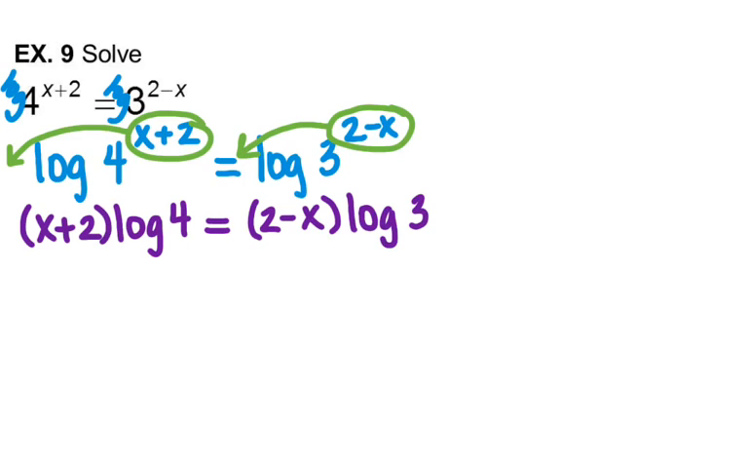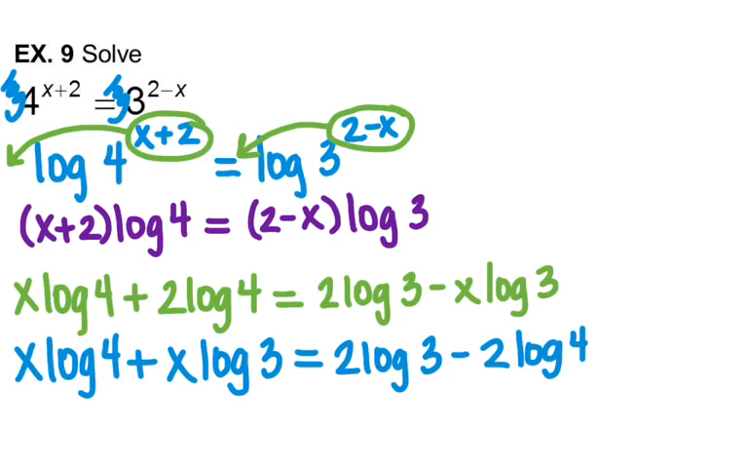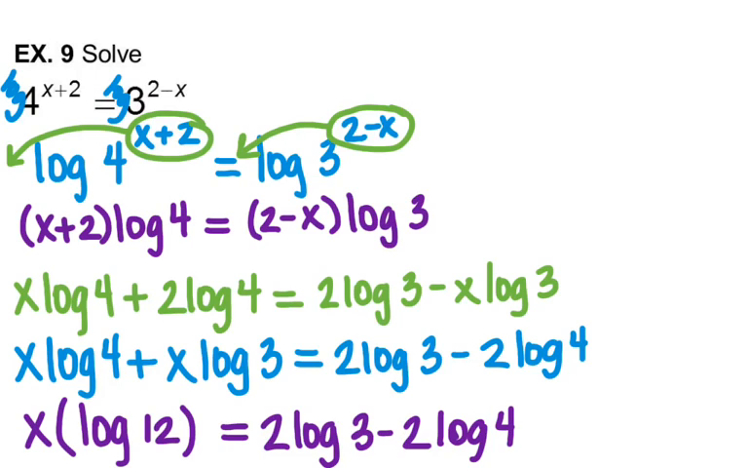I'm going to distribute, so this would be x log 4 plus 2 log 4 equals 2 log 3 minus x log 3. Anything that has an x with it, we need to move to the left-hand side. Anything without x's goes on the right-hand side. So this would be x log 4 plus x log 3 equals 2 log 3 minus 2 log 4. On the left-hand side, I'm going to factor the x out front, and I'm actually going to combine those two logs. Since it would be addition, it changes to multiplication. 4 times 3 will equal 12. On the other side, I'm just going to leave it 2 log 3 minus 2 log 4.